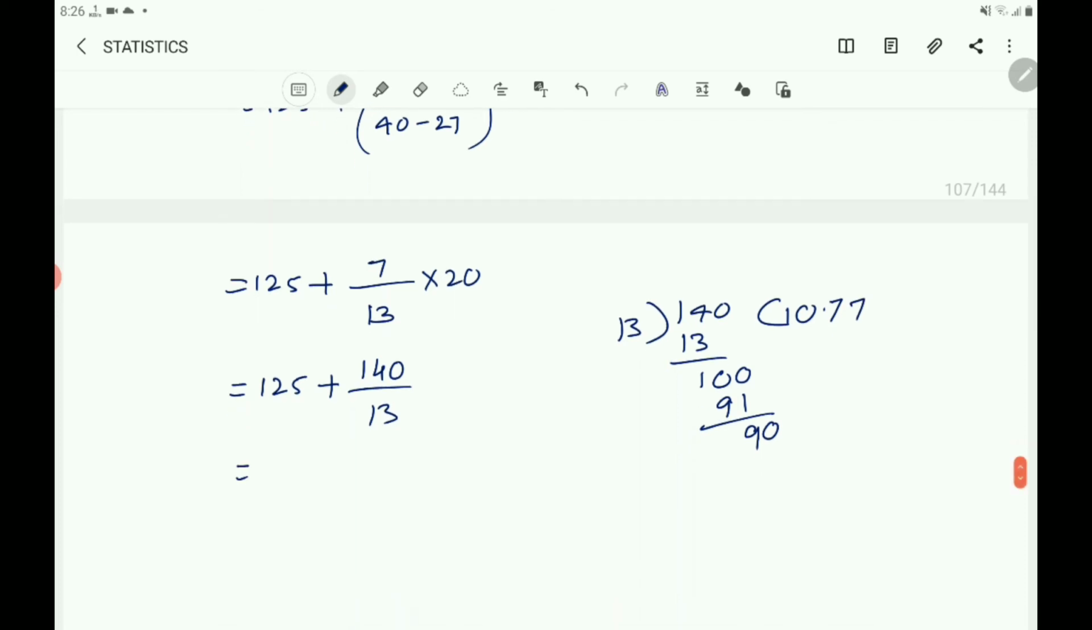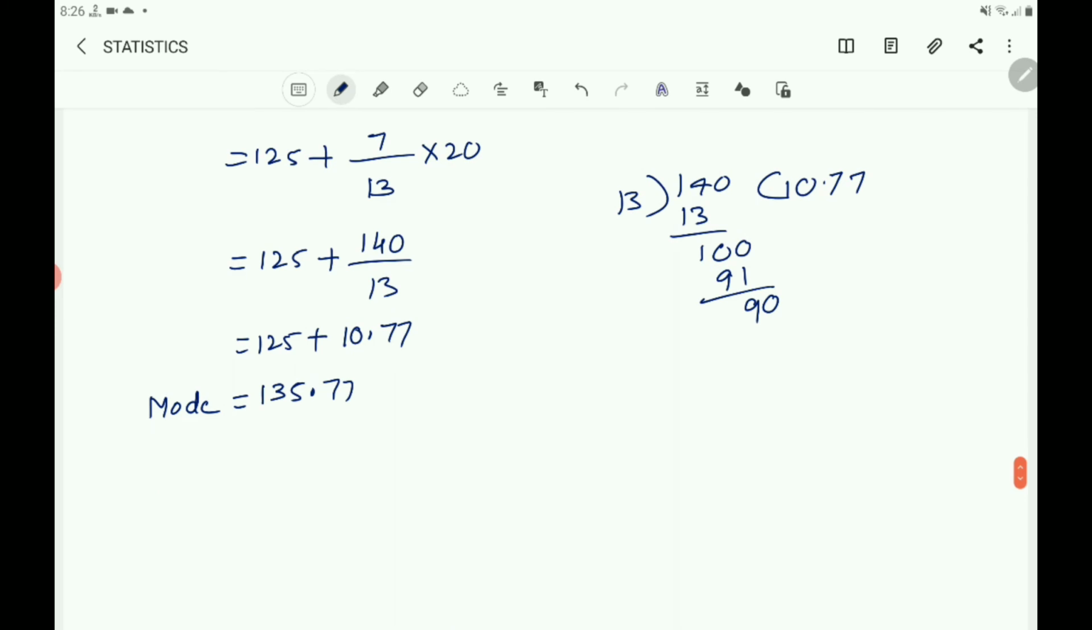Then you write 125 plus 10.77. It is 125 plus 10 is 135.77. So mode equals, you got 135.77. So here we have to compare all the three values. Then you write comparison.